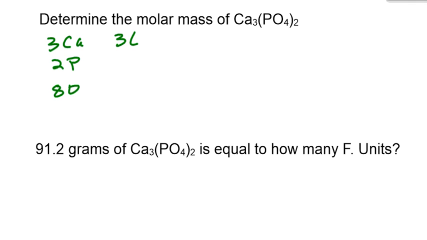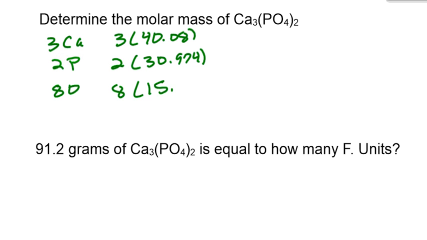So now I'm going to get the mass of this added up. 3 calciums is 3 times 40.08. 2 phosphoruses is 2 times 30.974. 8 oxygens, 8 times 15.9994. And we add all those up together. Okay, and we get about 310. I know there are some decimals there, but I'm just going to keep it at 310.